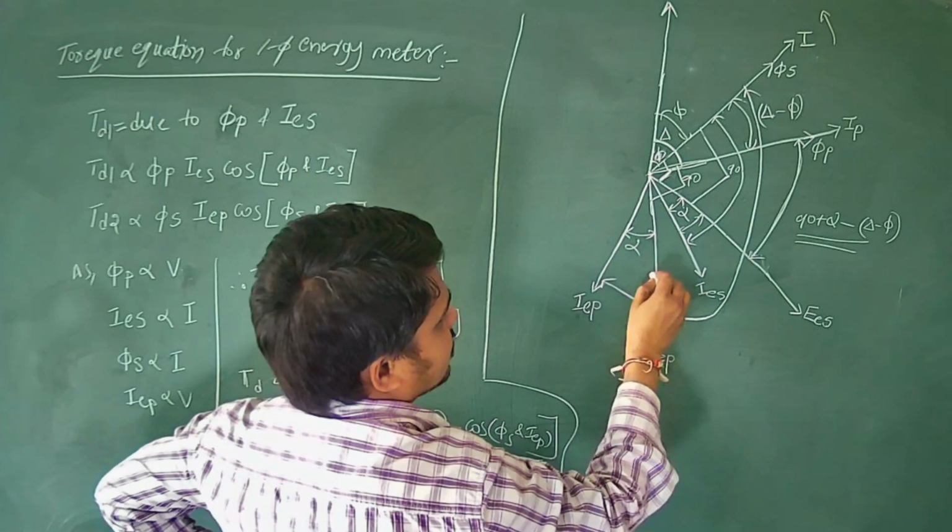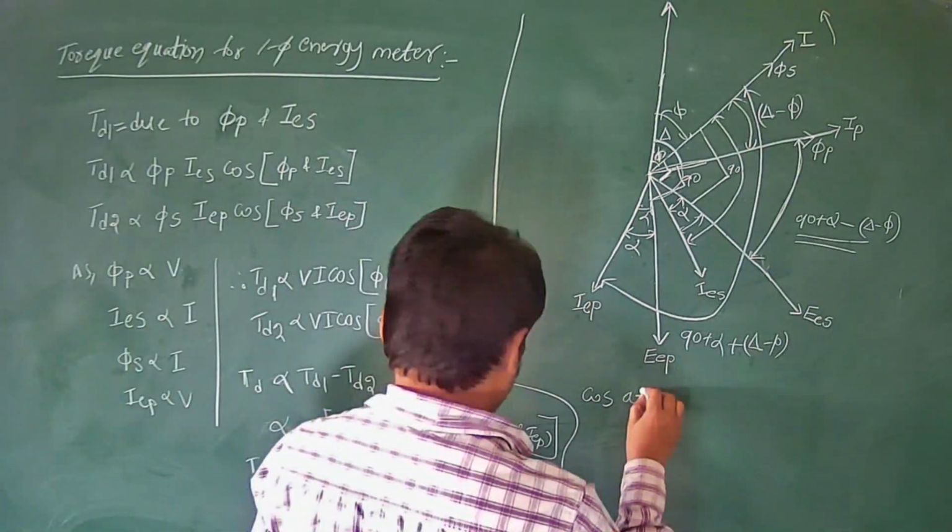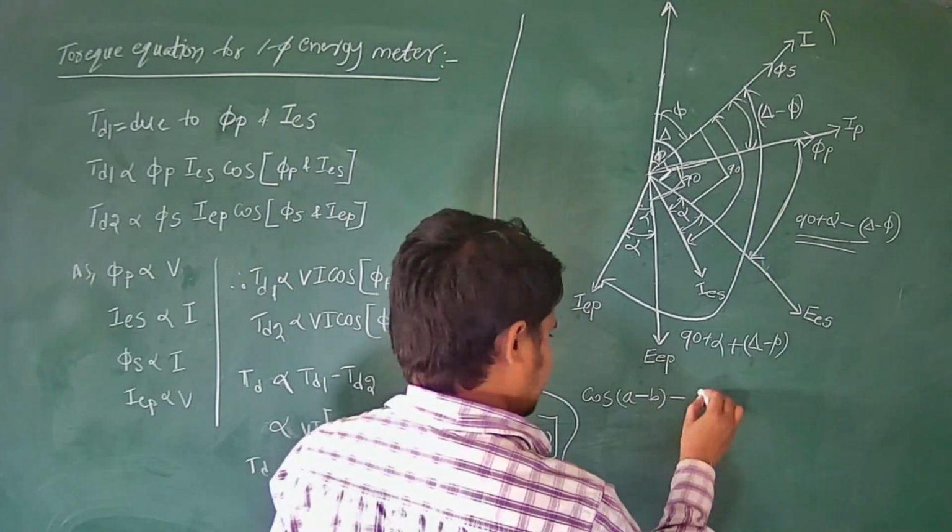90 plus phi. So let me write here: cos A minus B minus cos A plus B. What is cos A minus B? It is cos A cos B plus sin A sin B, and again minus cos A plus B. So cos A cos B, and minus into minus gives plus sin A sin B.